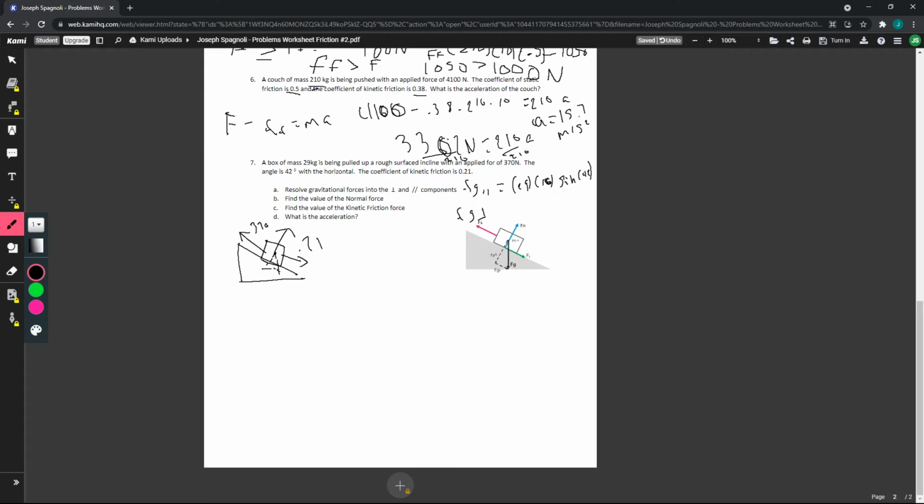Okay, smack this into our calculator. We do 29 times 10 times sine of 42. That's equal to 194 newtons, where I'm rounding down. FG perpendicular, again, because it's mass times gravity times cosine, I'll engrave that into your brain by the end of this. So it's 29 times 10 times cosine of 42. That's equal to 215.5 newtons.